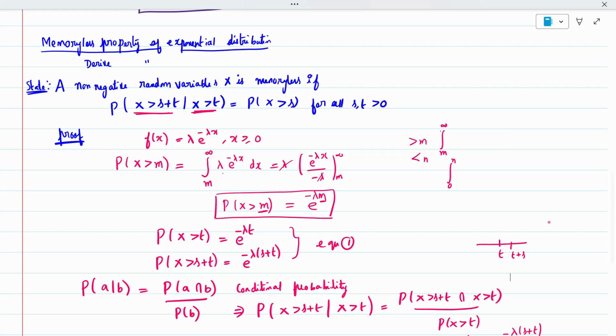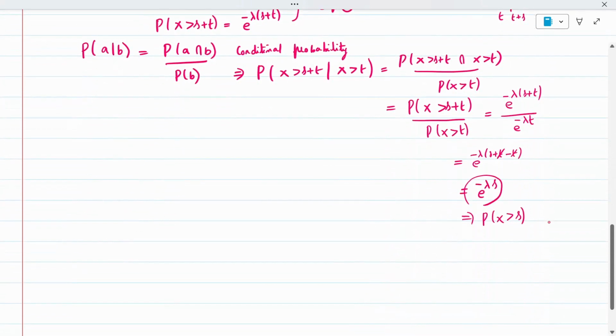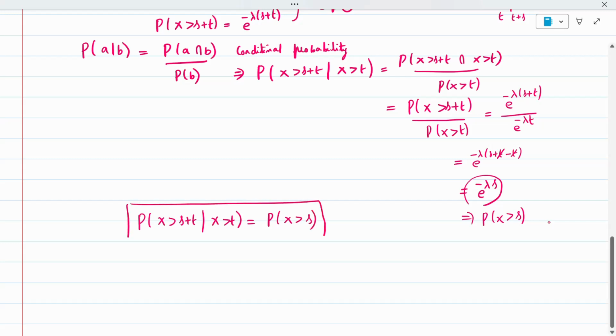So I have proved that probability of x greater than s plus t given x greater than t equals probability of x greater than s. So we got the memoryless property. This is our memoryless property.